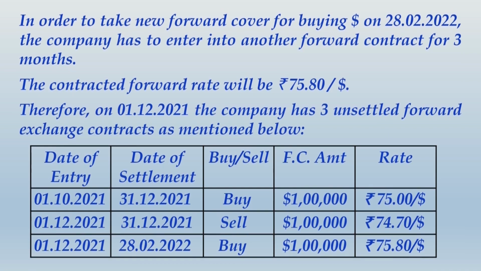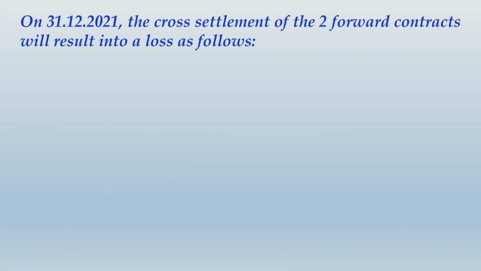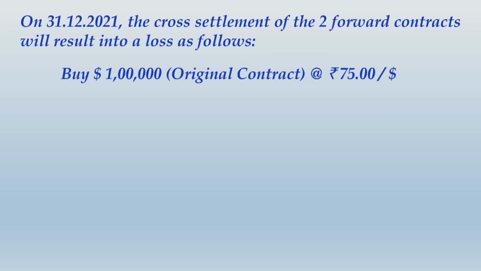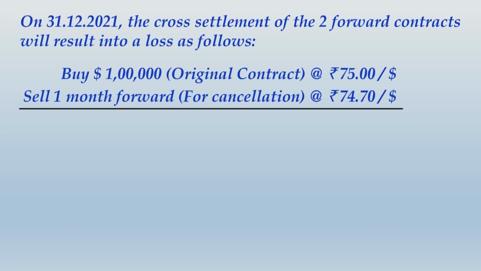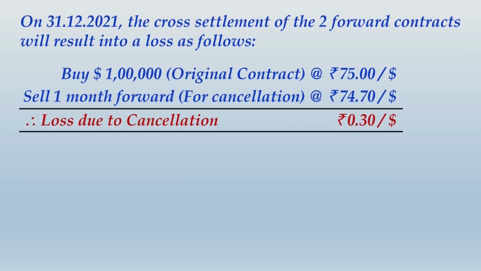Alright friends, once you have finished writing this much, let us move ahead and continue writing further in your solution. On 31/12/2021, the cross settlement of 2 forward contracts will result into a loss as follows. Buy $1 lakh, that is the original contract, at rupees 75 per dollar, and you sell forward 1 month at 74.70. Both of these contracts will square off each other because they have a common settlement date, and therefore the cancellation is resulting into a loss of rupees 0.30 per dollar.